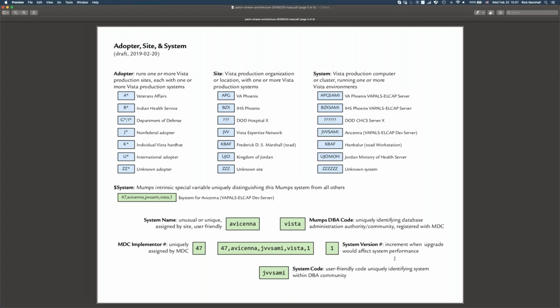So now this number is not only useful for the other things that we've been talking about, it's also useful to combine it with performance measurement data so that you know what it is that you're measuring. And so these are the values that we've come up with. This is how we're naming our systems and our sites and our adopters. And so under the schema, we can then talk about the VA Phoenix VAPALS ELCAP server that we're going to be installing the software on.